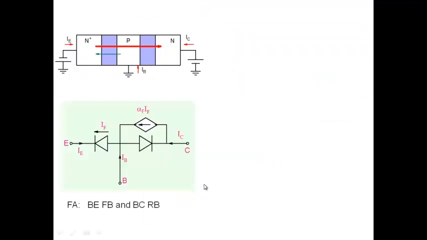So here is one view of a transistor with the base emitter junction forward biased and the collector base junction reverse biased. So two diodes and a linking current, which is here. This is what we call the forward active mode: base emitter junction forward biased, base collector junction reverse biased.